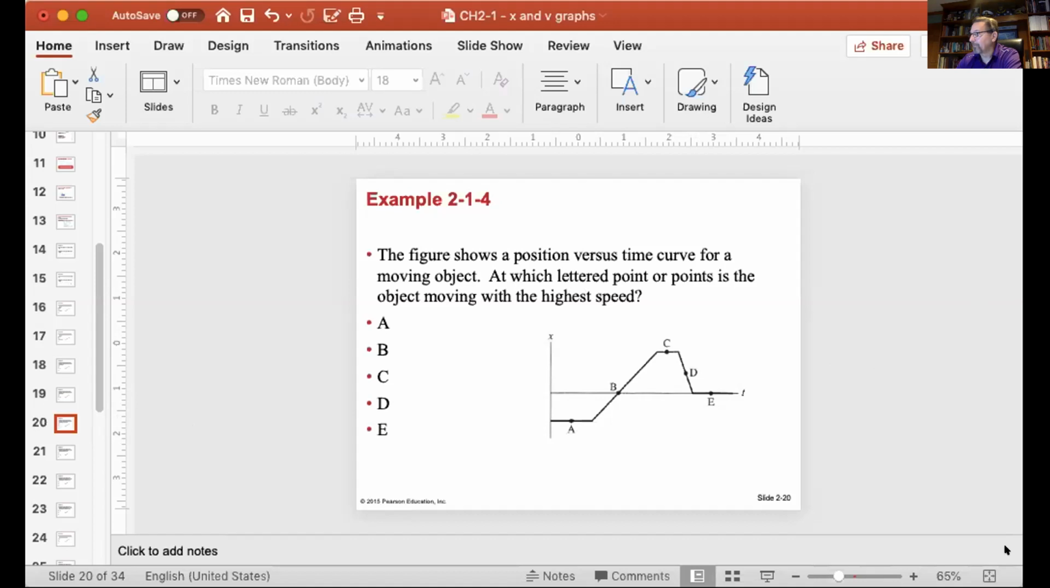Go to this one right here. And I'm going to stop sharing this. Open the next one, number 4. Launch the poll, and this time, same diagram, highest speed. Remember, I didn't say velocity here. I said speed.